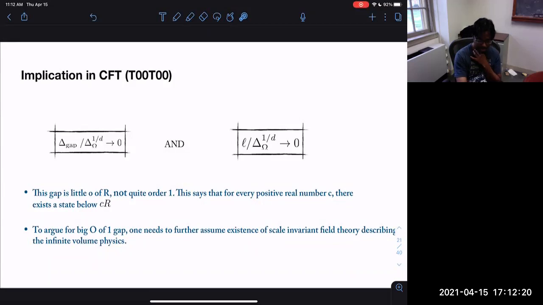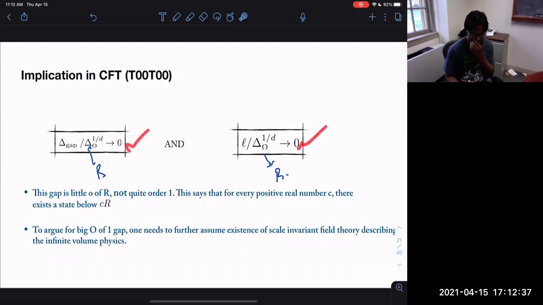So this quantity is like R here, and this quantity is like R here. But what does this tell you? This tells you that you have excitation over delta omega, and these excitations have to satisfy these two equations here and here. And this tells you that the gap is little o of R, which is not quite order 1, as I said before. I earlier said I would argue for gamma equals 1, but this is not quite gamma equals 1.